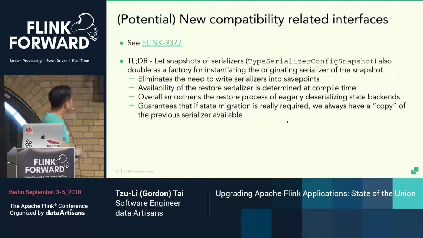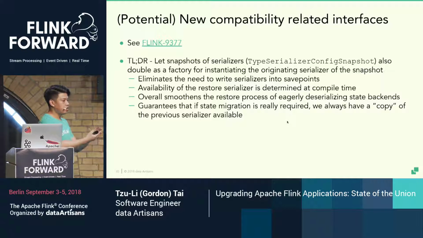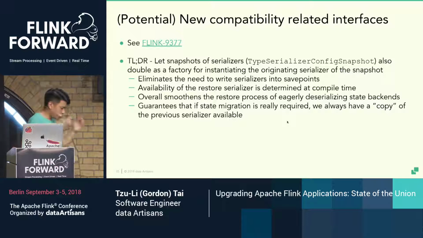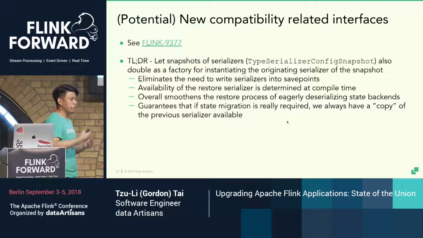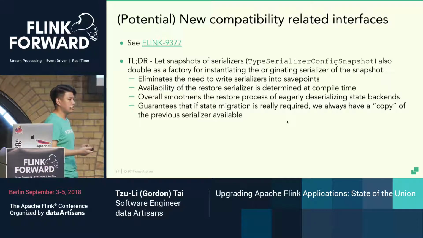So what is the potential new compatibility-related interface? I have a link to the Jira. There are discussions going on over there. But just a very brief recap, it's just letting the snapshots of a serializer, which is the TypeSerializer config snapshot, now serve also as a factory to recreate a serializer that is identical, or fully compatible, or exactly the same as the original serializer of that snapshot. So you can just think of it as a factory method to recreate that old serializer. We don't rely on serialization, but just on code instantiating this new serializer.